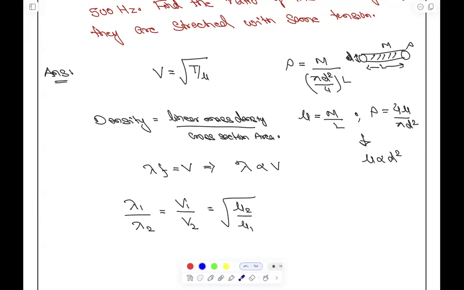Tension shape is mu2 by mu1. And what is mu? Mu depends on d square. So can I say that it is d2 square, and why would it be d2 square? d2 by d1. Story over. What is d2? d2 is 0.5 into 10 to the power minus 3. Answer is 0.5 or half.